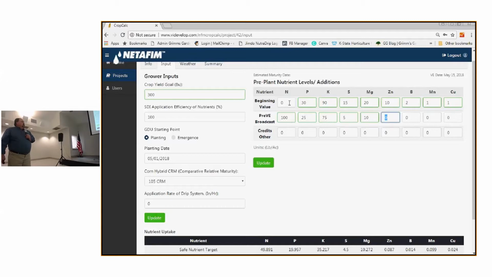boron 1, manganese 1, calcium 1, and credits. Let's say we're corn after corn, so we're not going to do any credits. So now we have to hit update.